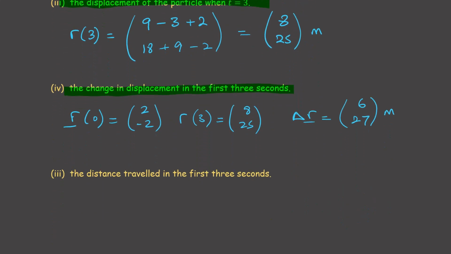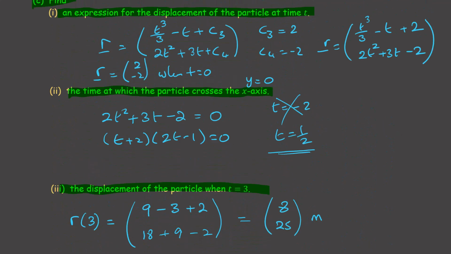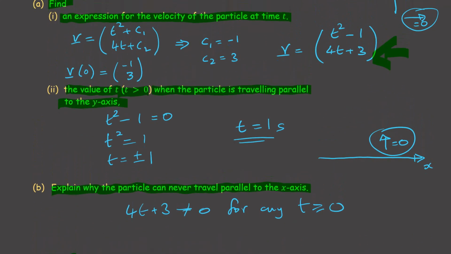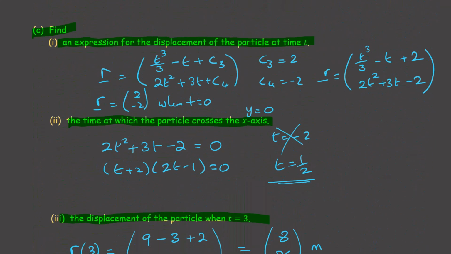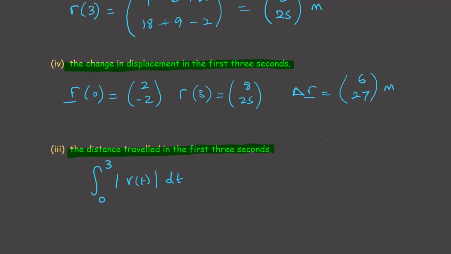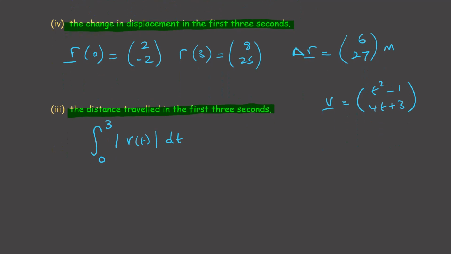And then finally, we want the distance travelled in the first 3 seconds. And we can do that in various ways, but one of the ways that we can do it is the integral from 0 to 3 of the modulus of v of t dt. Now, v was this. So the v was t squared minus 1 and 4t plus 3.